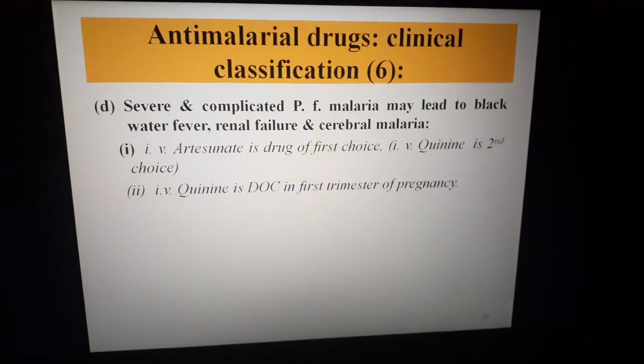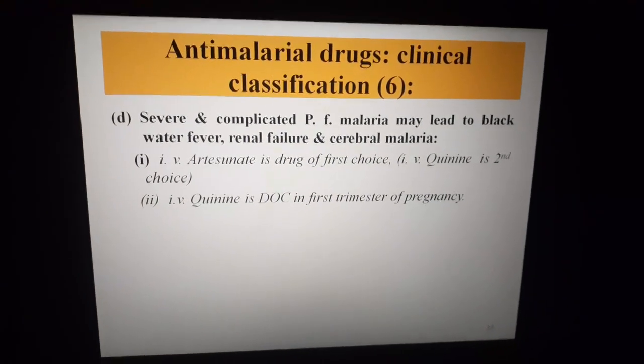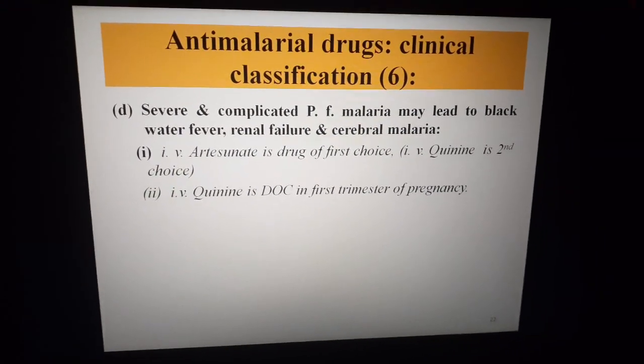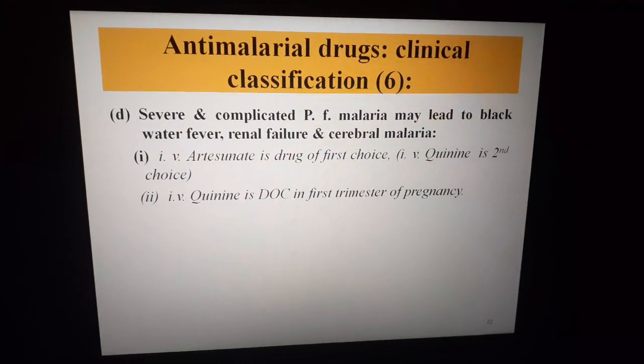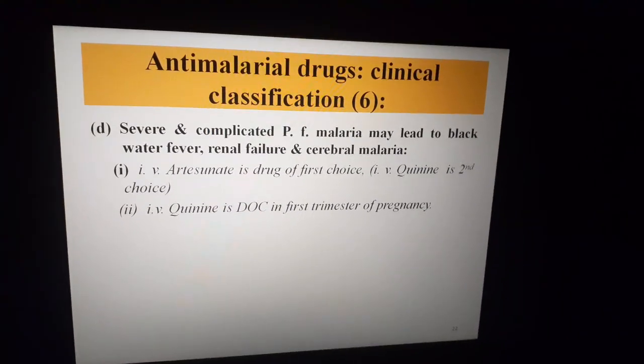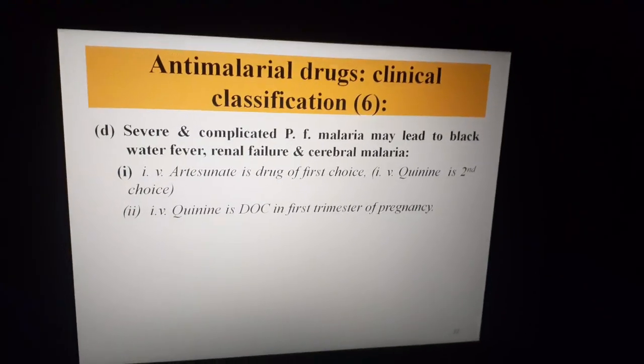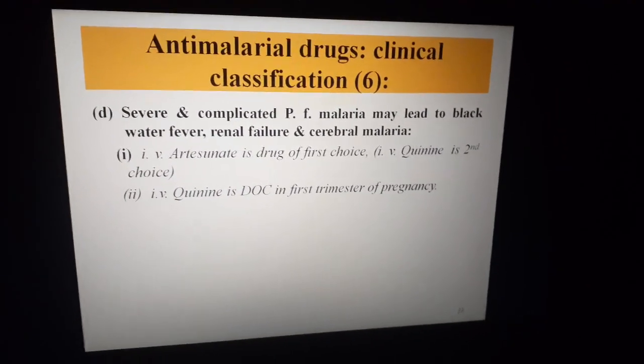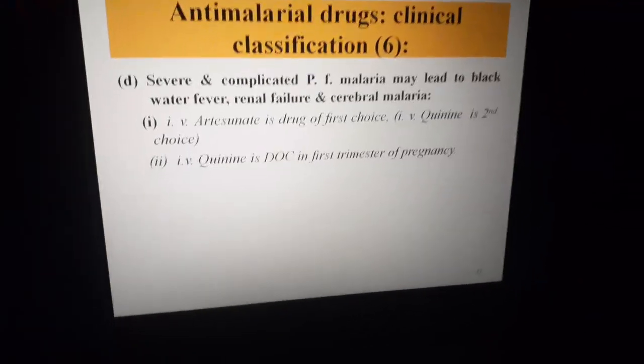For severe and complicated Plasmodium falciparum malaria, this can lead to blackwater fever, renal failure and cerebral malaria. The drug of choice is intravenous artesunate. If there is first trimester of pregnancy, then the drug of choice becomes intravenous quinine.